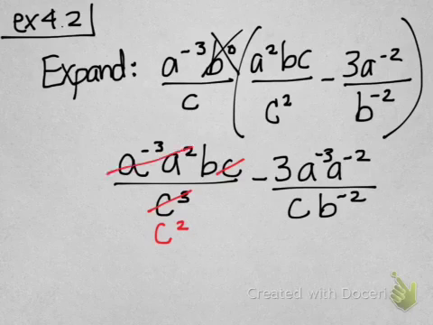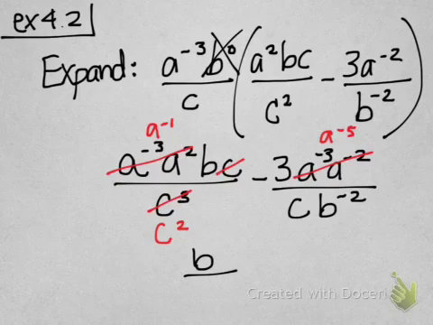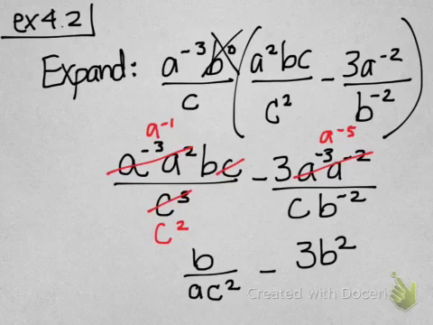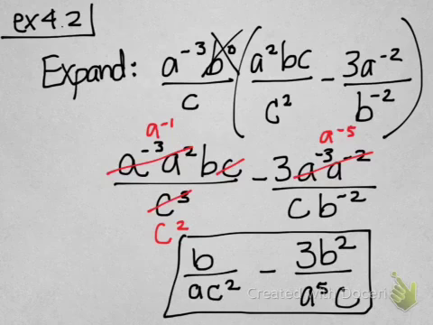If we have a to the negative 3 and a to the positive 2, that'll leave us with a to the negative 1 on top. Over on the other side, a to the negative 3, a to the negative 2 is going to become a to the negative 5. And then we'll write what we have now. We have b over a times c squared, and then we have minus 3b squared. The b is going to come up. The a is going to go down to the bottom, so we have a to the 5th c. And that is our solution.